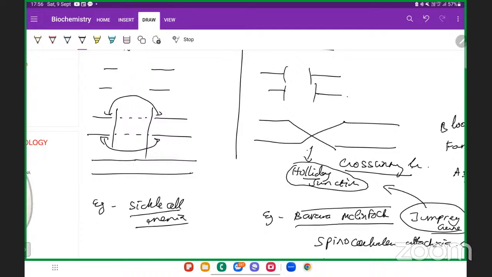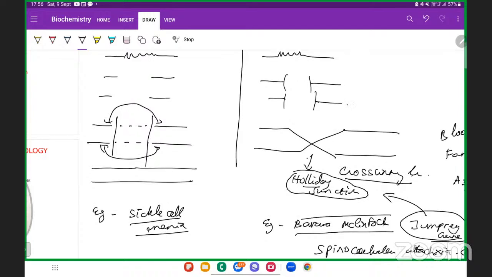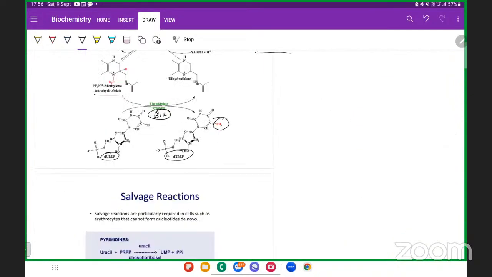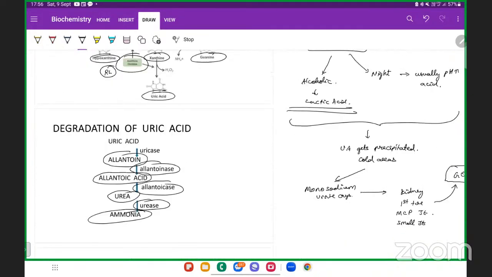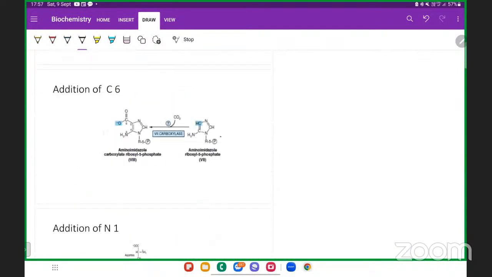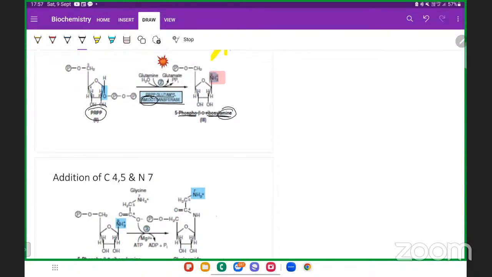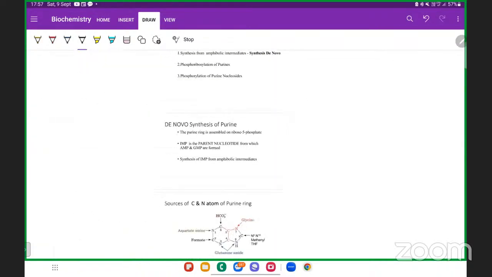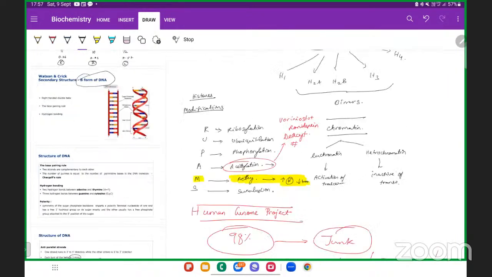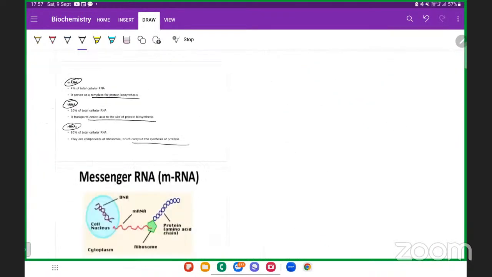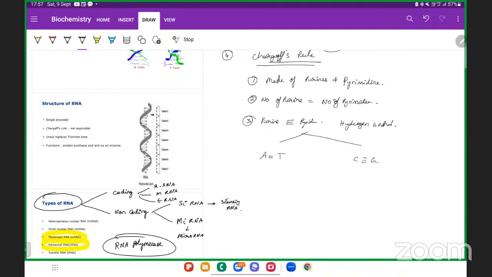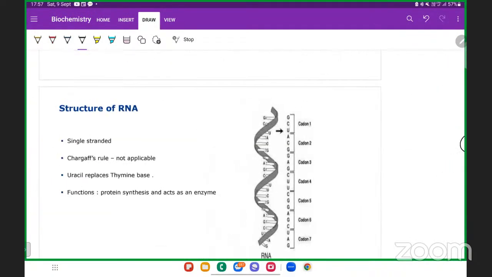Now what we are going to do is move towards the tRNA. Remember, I told you that at the start of the day I was leaving DNA and RNA chemistry. Yesterday, before starting DNA replication, we talked about the DNAs. Today we are going to talk about RNA. What is RNA? RNA is just a single stranded molecule. It does not follow Chargaff's rule. And here, uracil replaces thymine.